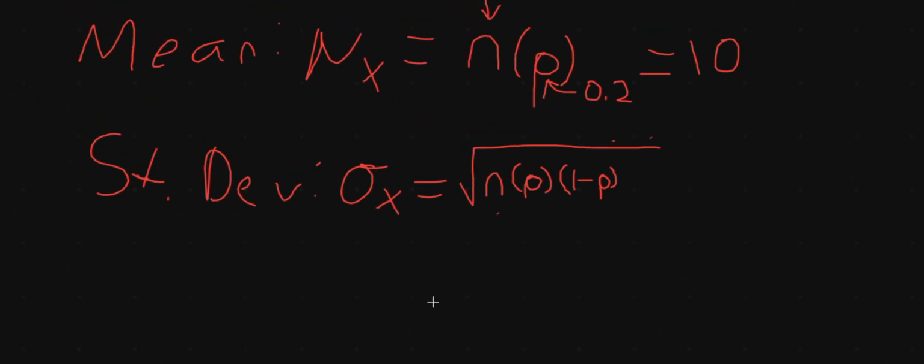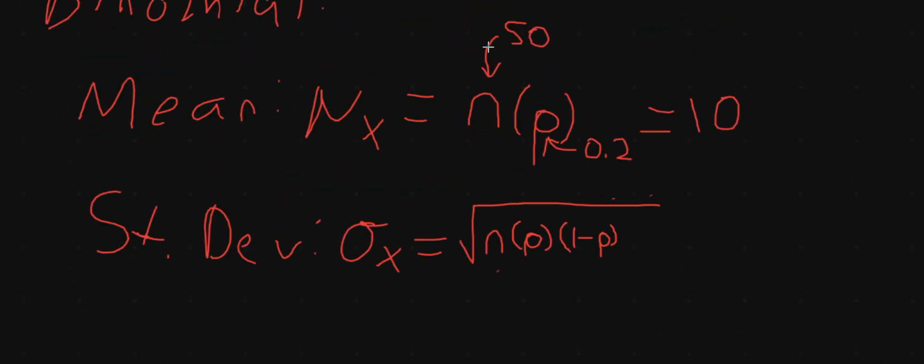Okay. So let's use this example from before where we had a sample size of 50, probability of 0.2. So this would equal the square root of 50 times 0.2, and 1 minus 0.2 would just be 0.8. And then once you do that, you have to square root everything. So calculating that value, you would get in this case a standard deviation of approximately 2.83.